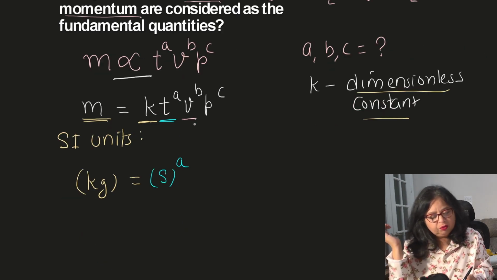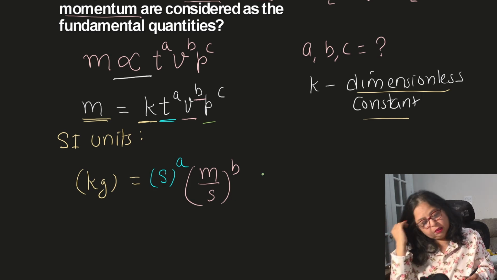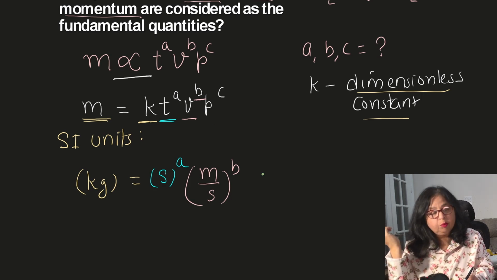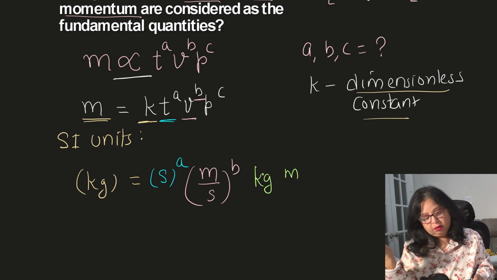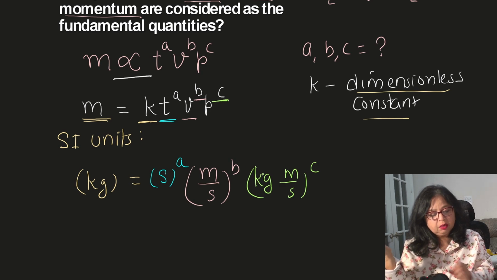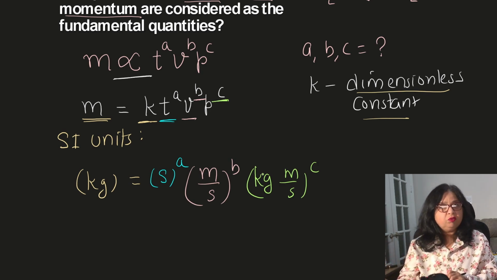Next, for velocity, we have SI units of meters per second, and this will be raised to the power b, this b over here. And last is momentum. Momentum is mass times velocity. So the SI units for momentum are kilograms times meters per second, and these units will be raised to the power c. Why? Because momentum p is raised to the power c.